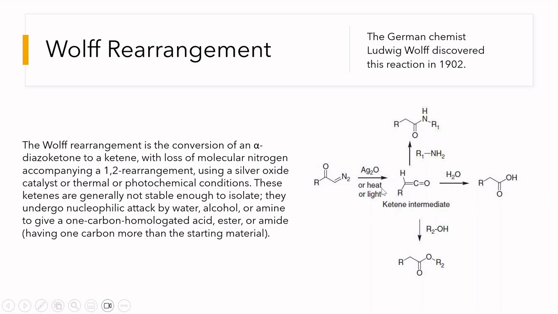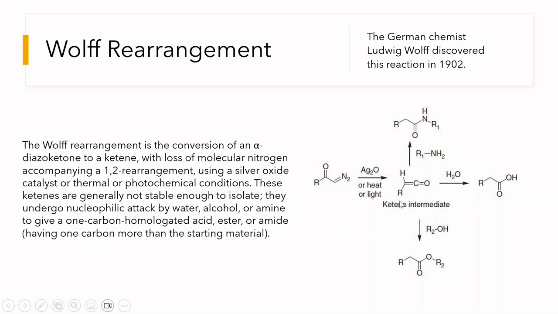the conversion of an alpha diazoketone to a ketene intermediate by the loss of molecular nitrogen, followed by a 1,2 rearrangement involving silver oxide catalyst or under thermal or photochemical condition.